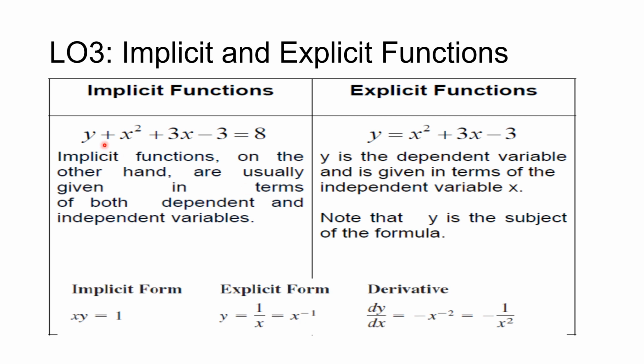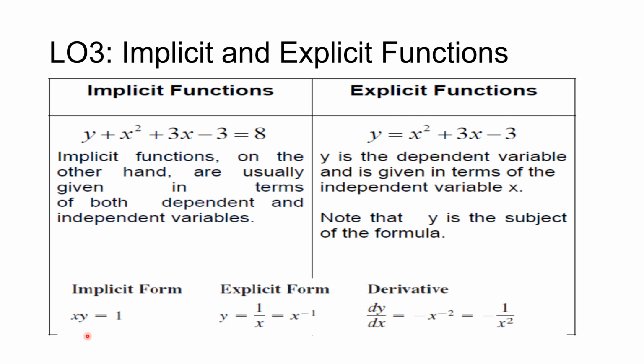Whereas in implicit, you don't have the subject of the formula, as in y and x are together. And over here, y is the subject and y is in terms of the independent variable x. This is an example of an explicit function. You can convert an implicit function to an explicit form or vice versa, and then you can determine the derivative.